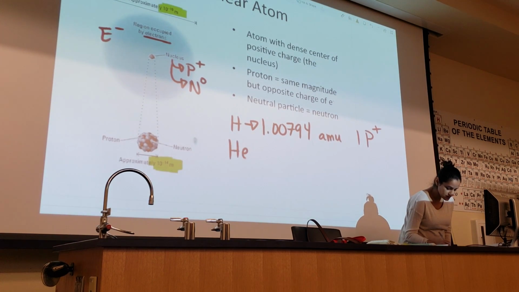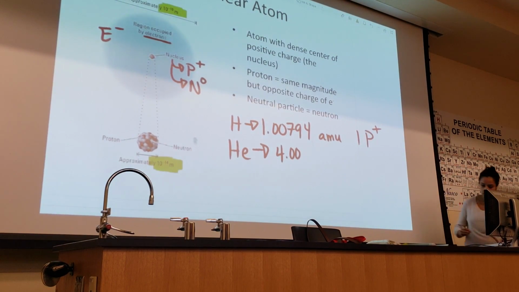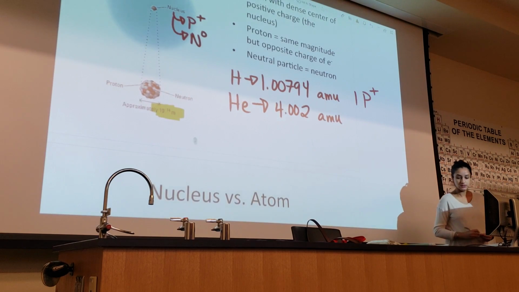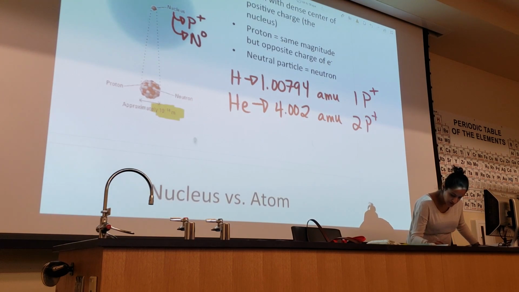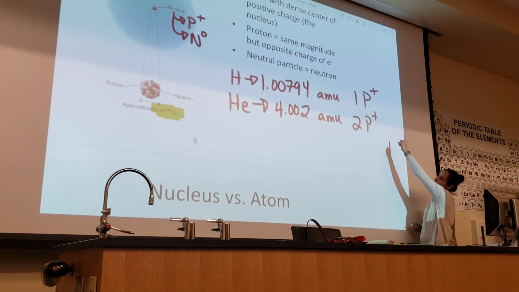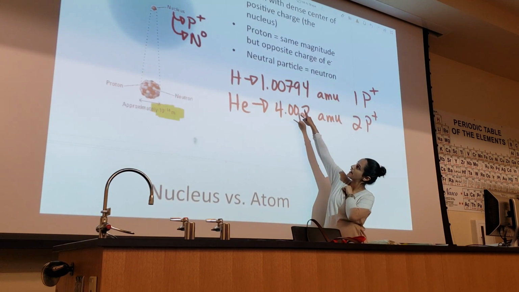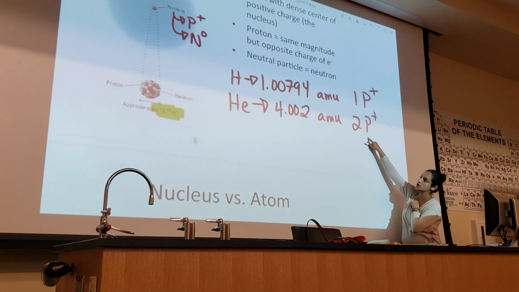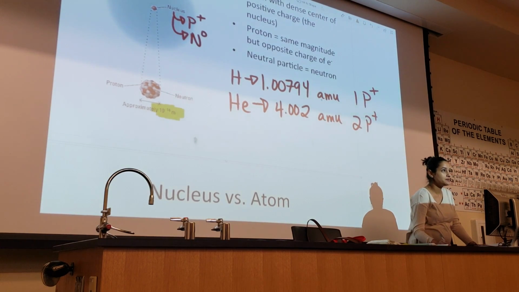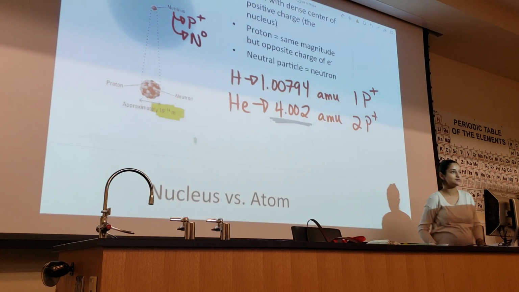Next element in line is helium. Helium has a mass of this. Now, it's element number 2, meaning it has 2 protons. This was where they were able to figure out the nucleus is the most dense part. Because if you look at this, hydrogen, 1 proton, has that mass, right? If you have 2 protons, what should happen to that 1.00794? It should double, right? Quadruple. But it doesn't, yeah. It's 4 times the amount.